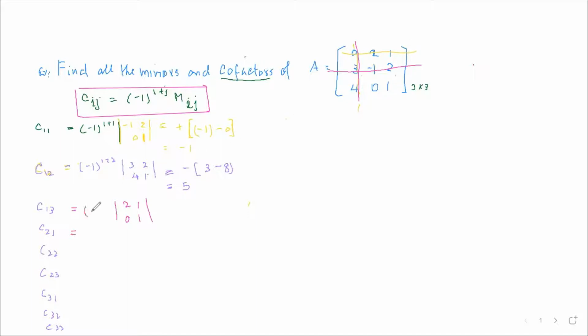And then for the coefficient, the sign, the index is going to be 1 plus 3. 1 plus 3 is power 4, so the sign should come out with a plus sign. The rest you just do on the diagonal using the determinant method: 2 times 1 becomes 2, minus 0 times 1 becomes 0. So this one we get 2.